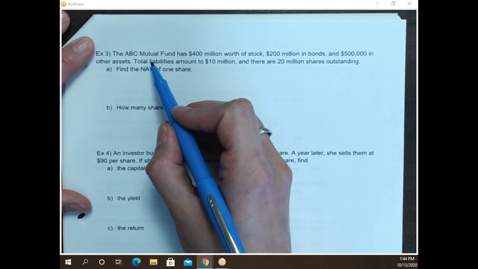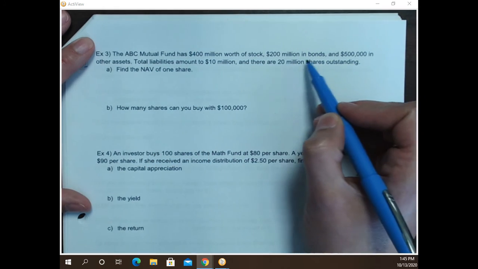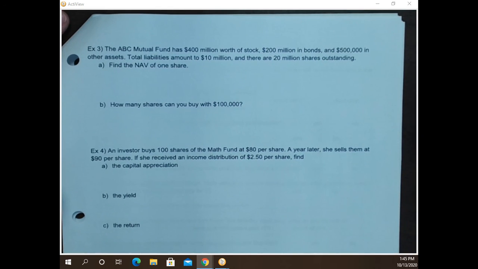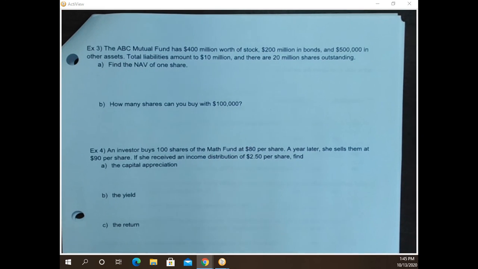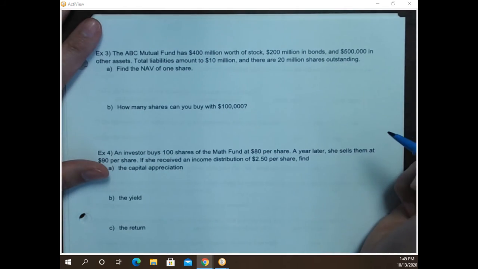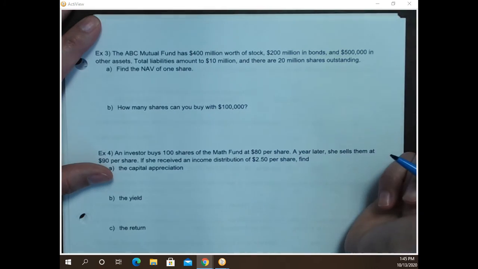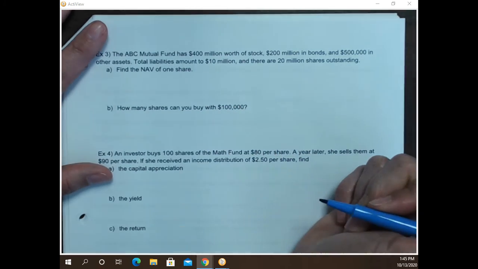Example 3 says the ABC Mutual Fund has 400 million worth of stock, 200 million in bonds. Remember, for mutual funds, there's sort of this conglomeration of all these different investment options, and 500,000 in other assets. Total liabilities amount to $10 million, and there are 20 million shares outstanding. Find the NAV of one share.